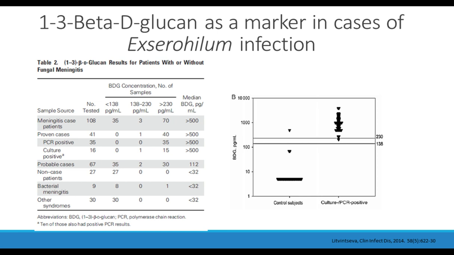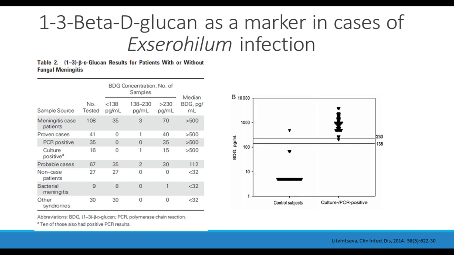One of those markers, which again is a very good biomarker, is beta-1,3-glucan. In this case, we're talking about the Exserohilum outbreak from a number of years ago, which was associated with patients who received contaminated steroid injections. These were contaminated at the point of manufacture with Exserohilum mold. What you can see from this chart is that patients who were culture or PCR positive almost uniformly had beta-1,3-glucans greater than 230 picograms per mL.